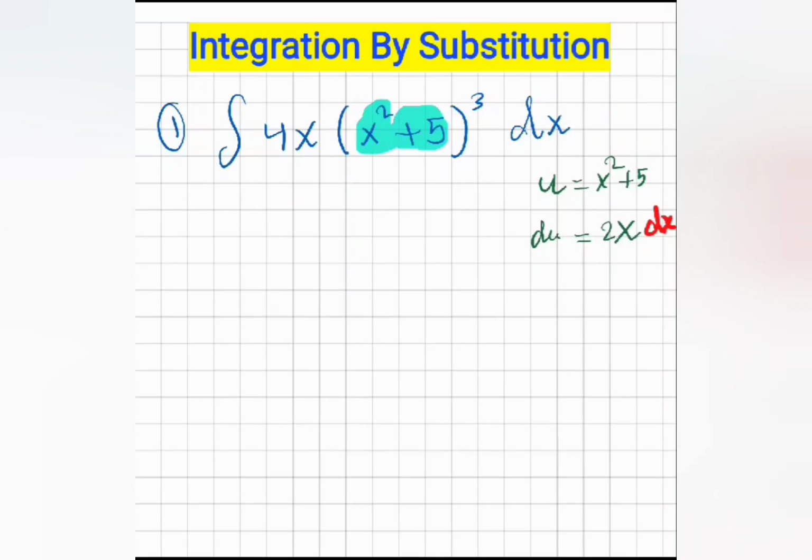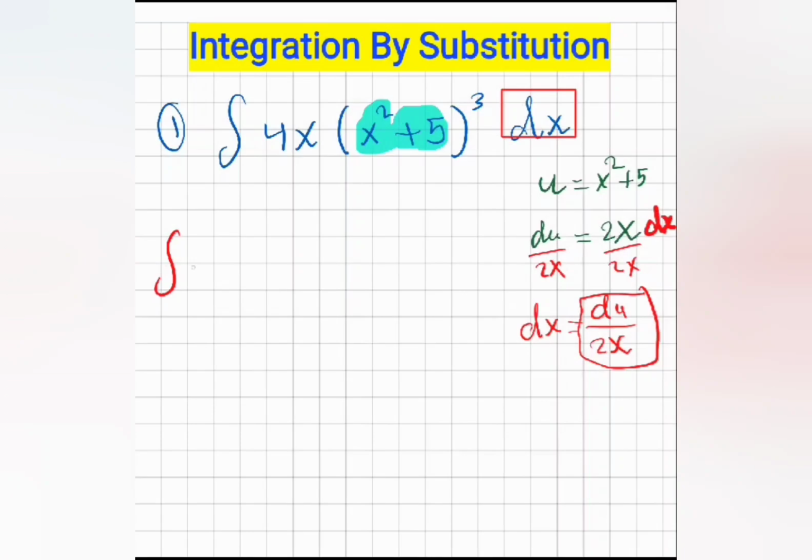So what I'm going to do now is solve for dx in this equation. So if I divide both sides by 2x, dx is equal to du divided by 2x. Now what you need to do is replace this with u and replace the dx with du over 2x, and it will all work out. So let's go ahead and do that. So we have 4x, and then u raised to the third power, and then du divided by 2x.